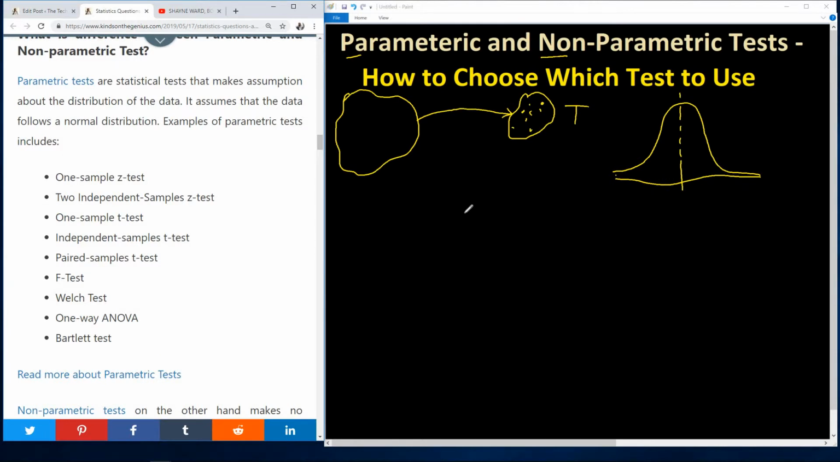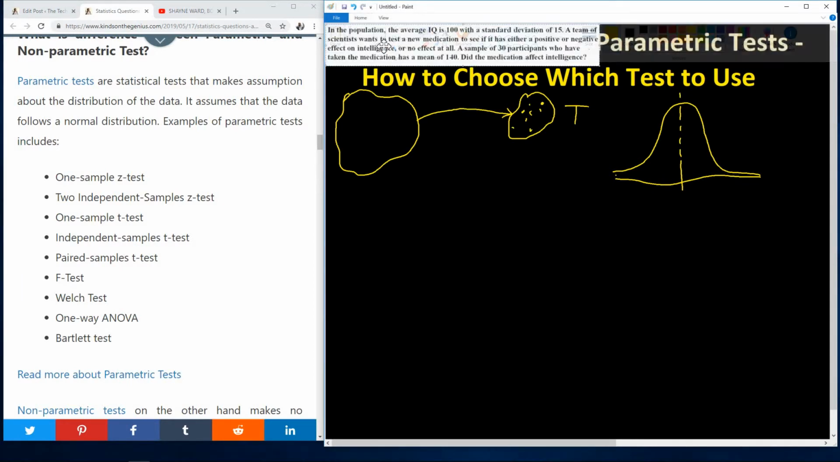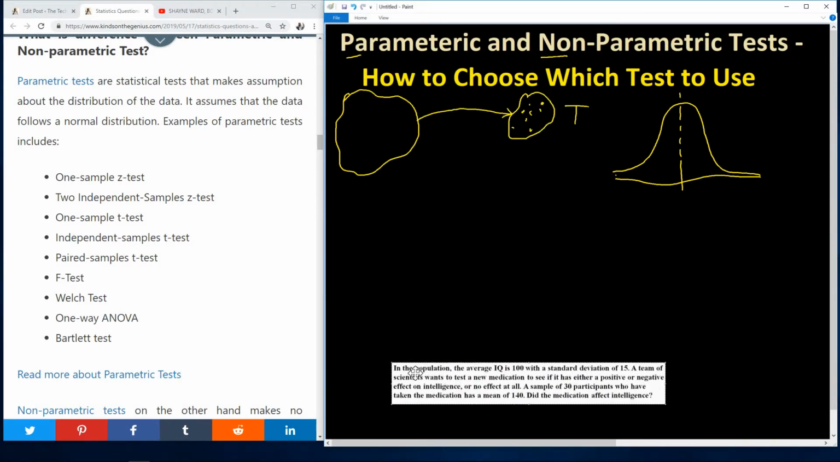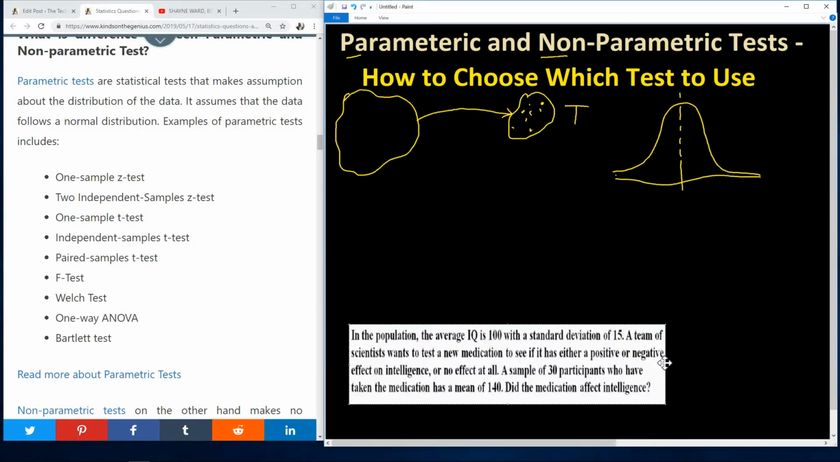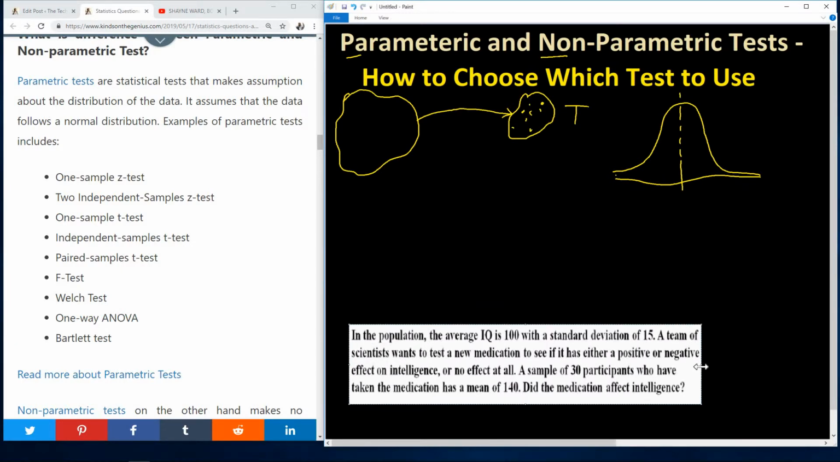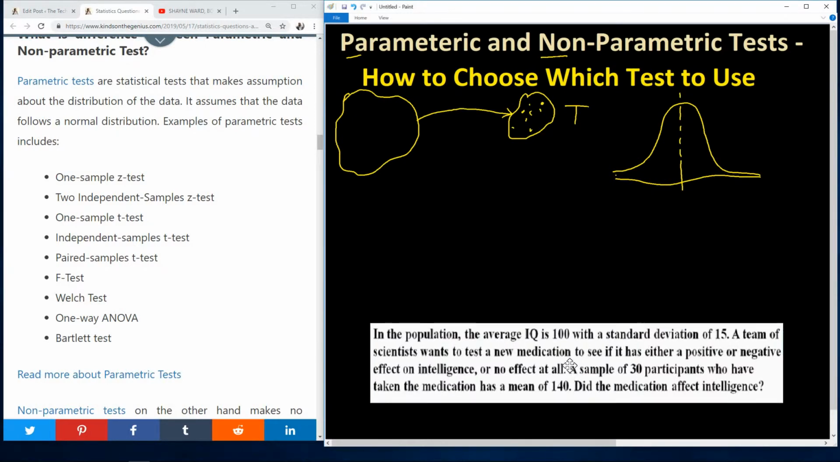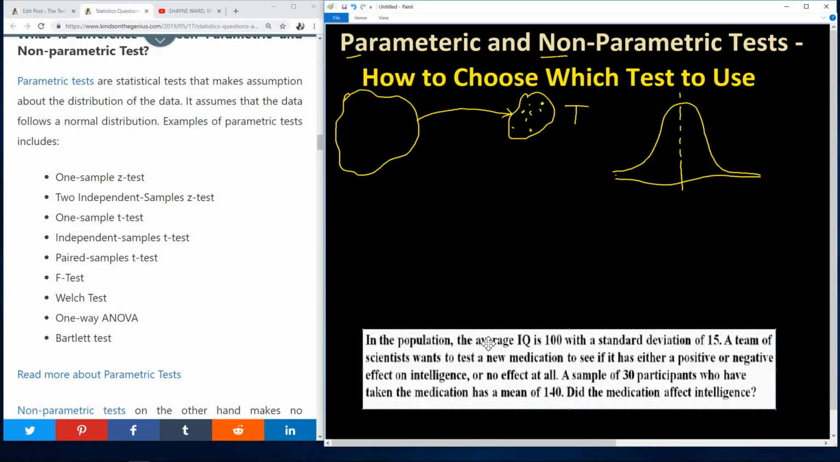All right, so let's now take a sample problem, and I'll tell you how to choose which test to use to solve this problem. So I'm going to go to this place and paste this problem right here. Let me see if I can increase it a bit, and hopefully it's still going to be clear. All right, so this is the problem we are now trying to solve, and we are going to choose a test to solve it.